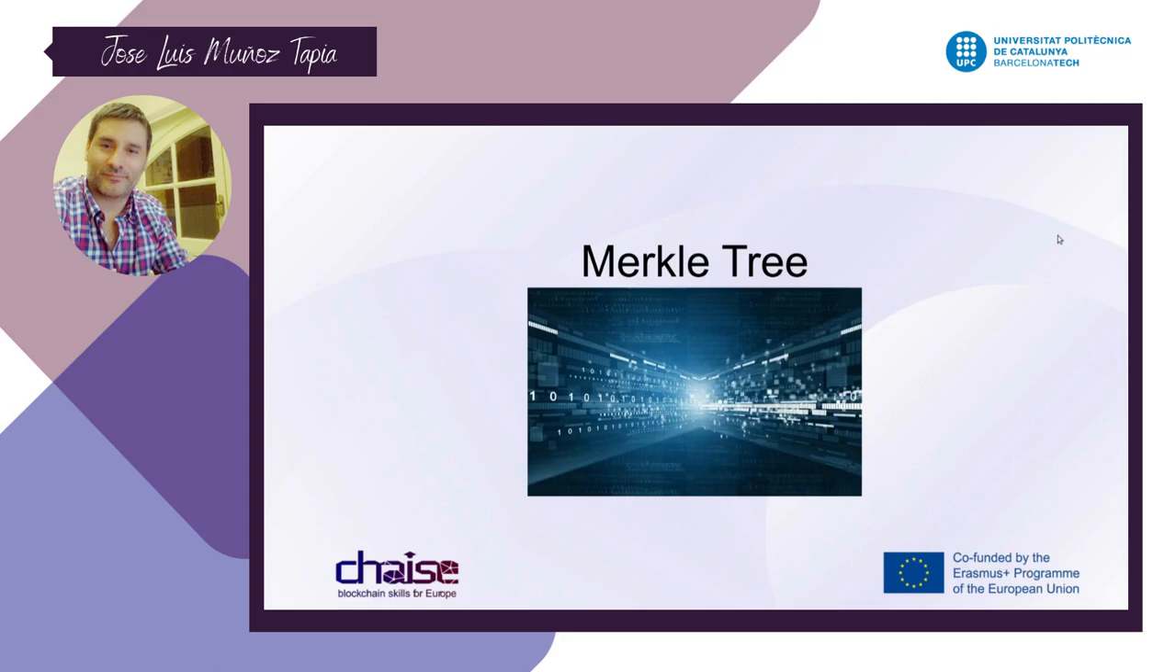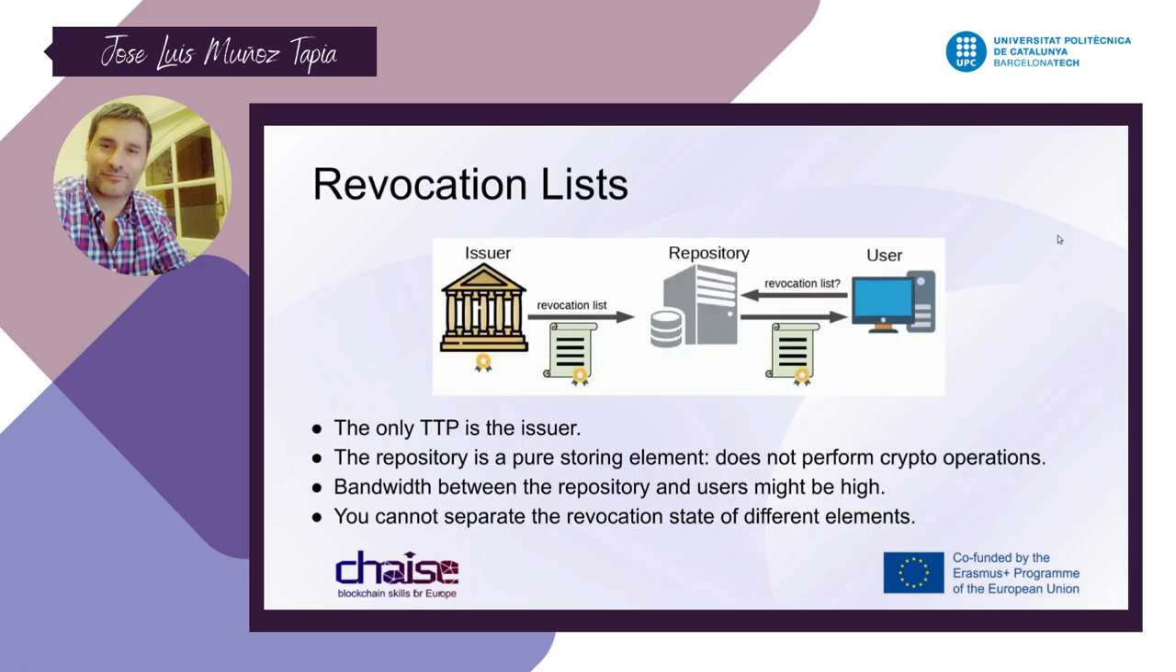Now let's go for another very useful structure built with hash functions, which are Merkle trees. And let me show you an example just to motivate a little bit. Imagine that you want to build some system with a list of identifiers: identifier 1, identifier 2, and so on. And you want to build a system that distributes a list of identifiers.